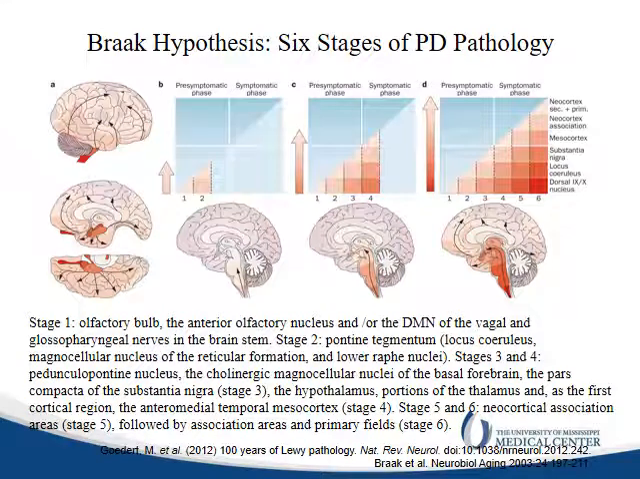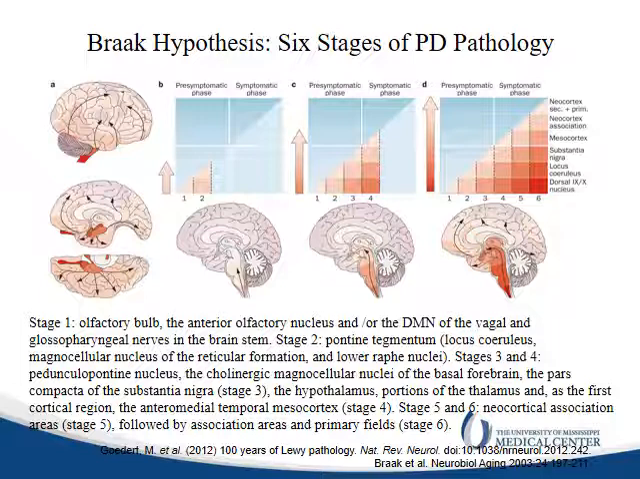Dr. Braak, a scientist, proposed a hypothesis based on pathologic studies that in Parkinson's disease, pathology may start from the olfactory bulb and also the dorsal motor nucleus of the vagus nerve, which is located in the lower medulla, and also the glossopharyngeal nerve in the brainstem. Those are the areas that can show very early Parkinson's disease pathology.